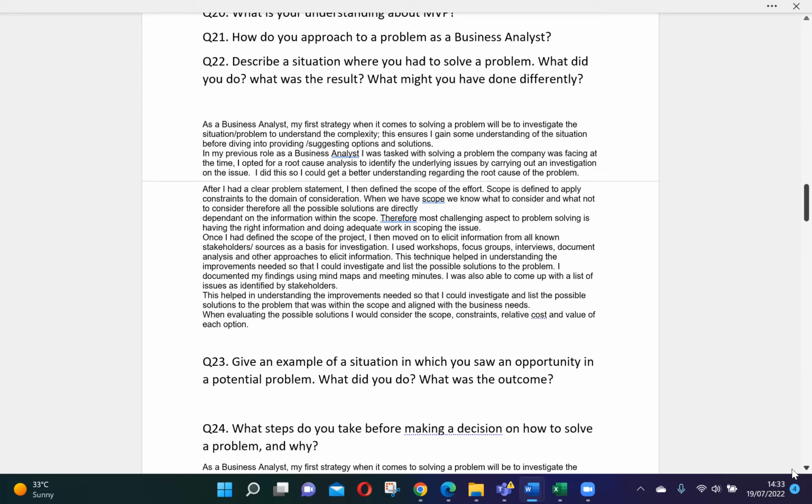Okay, so there are three parts in which you should approach a problem. I term this the 2W and 1H approach. In the 2Ws, I say what and why, and H means how. So there are three parts to approaching a problem: what, why, and how.